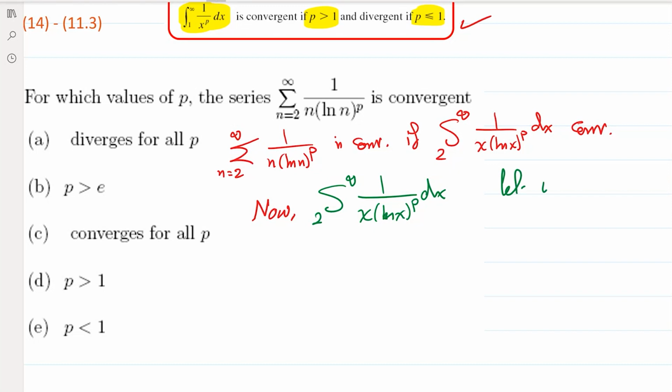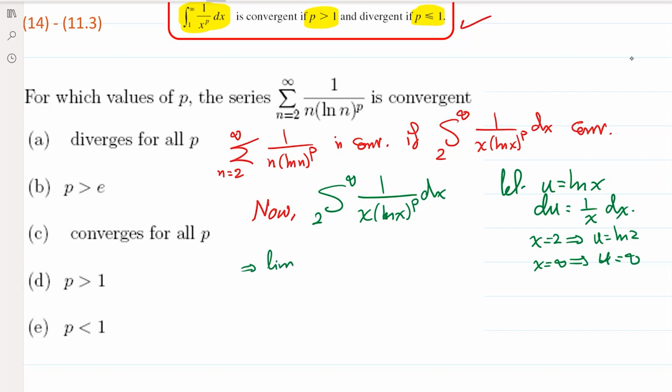If I suppose that u equals ln x, then du will be what? It will be 1 over x dx, which I already have. But suppose that I don't need to substitute back. So if x equals 2, this means u equals ln 2. And if x equals infinity, that means u will be ln infinity, which is also infinity. So the integral becomes the improper integral, limit as b goes to infinity, of the integral from ln 2 to b of 1 over u to the power p du.